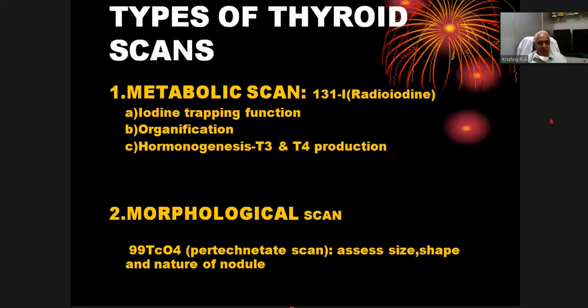But in day-to-day practice, we do not use this isotope routinely. We use a morphological scanning isotope called technetium. Why is that? Because the radiation energy of radioiodine is much higher than technetium, and we do not intend to give unnecessary radiation to the thyroid gland just to achieve a diagnosis. So we use the technetium isotope for imaging of the thyroid scan.